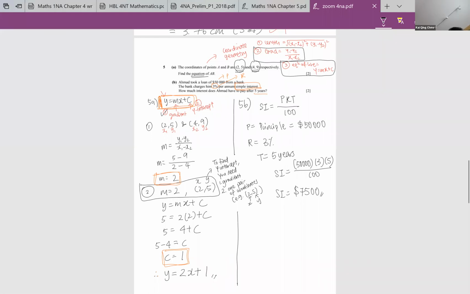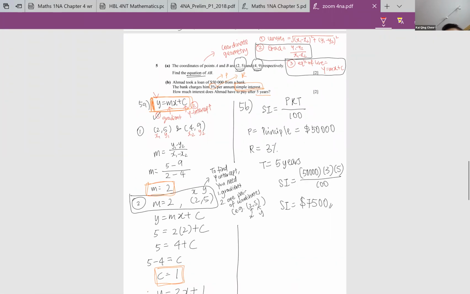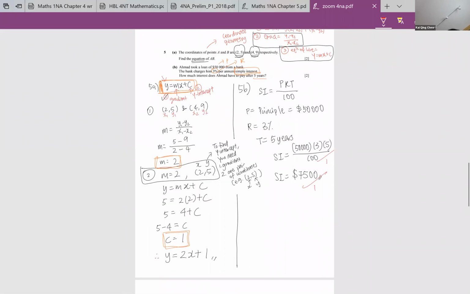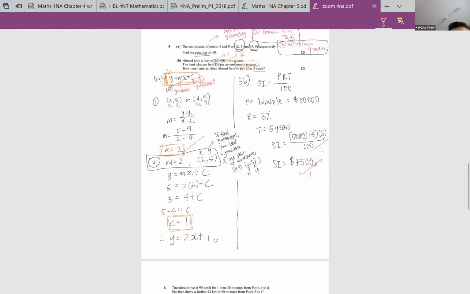2 marks. Okay. I don't know why when I mark your paper, so many of you didn't even try. Those who tried, thank you very much. But I see some of you didn't even attempt the question. So this is 2 marks. When you key in the values, you get 1 mark. Final answer, you get 1 mark. Previously, the equation question, once you get your gradient, you get 1 mark, and then your final answer is 1 mark.